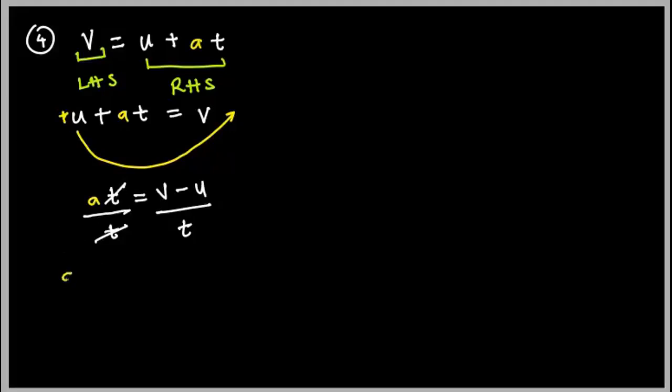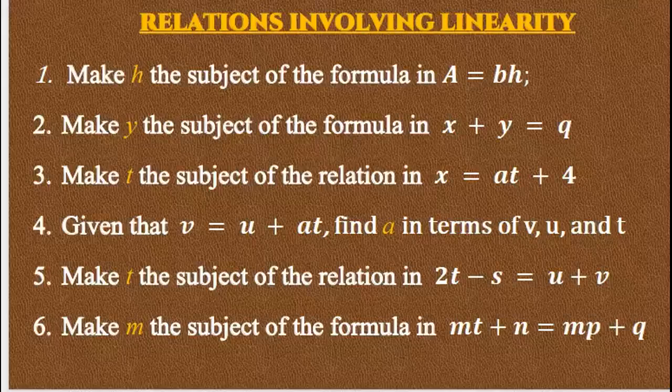I'll have a equals v minus u over t. And this is the answer. Now let's see the next question.